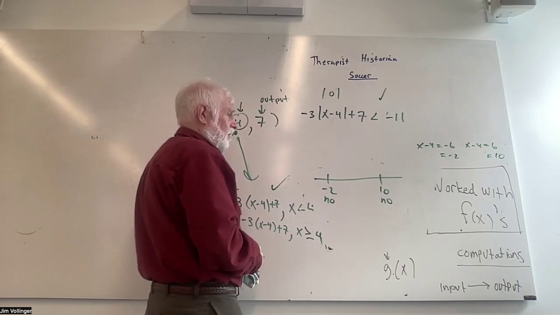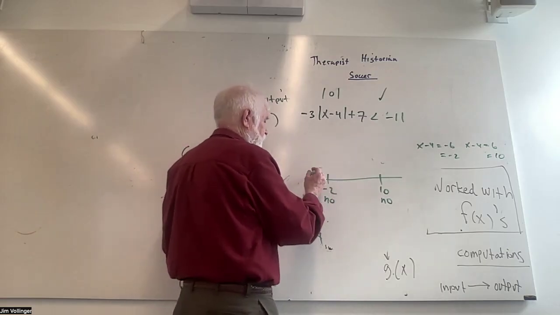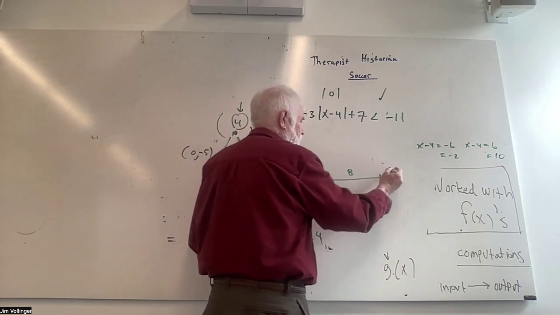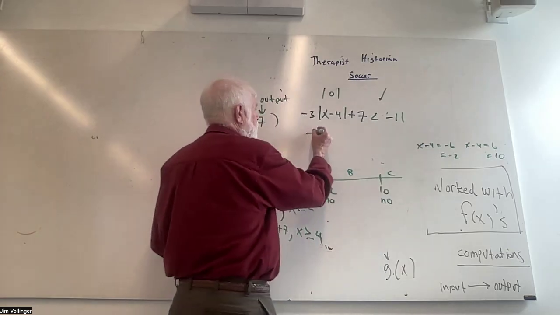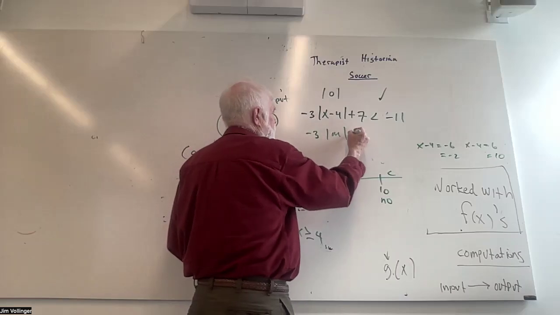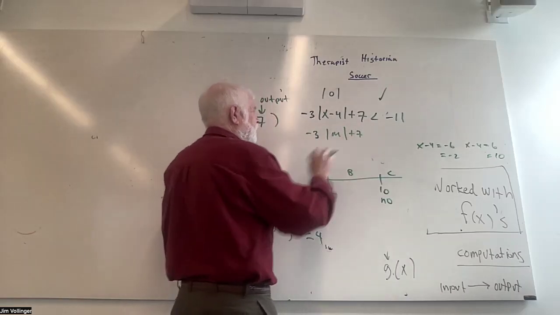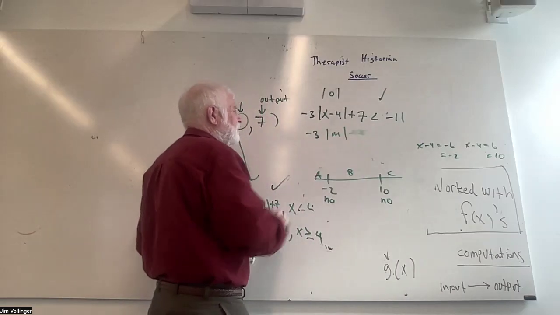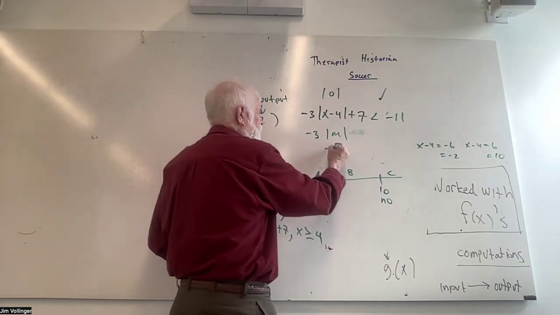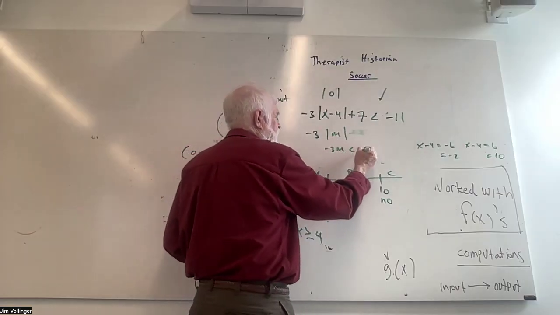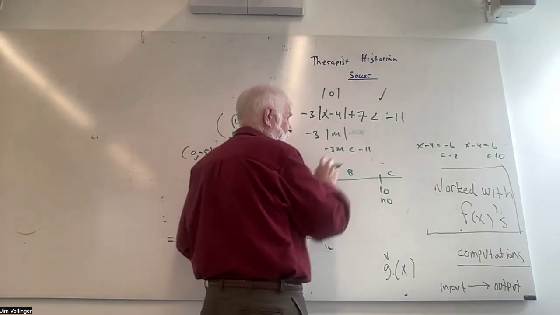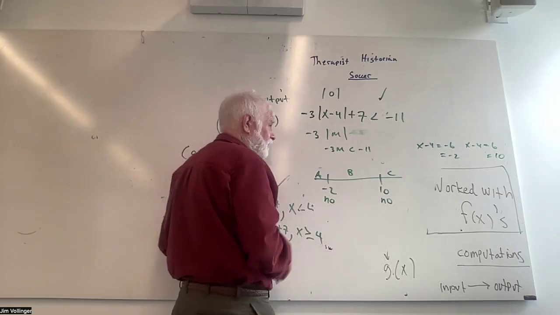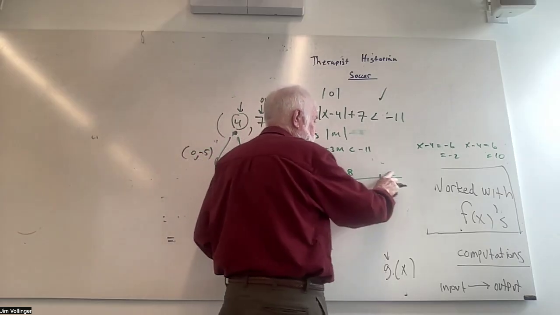Okay, so what does work? Well, these are intervals. Interval A, interval B, and interval C. Let's put a number bigger than 10 in. Let's put 1,000,000 in. -3 times 1,000,000 plus 7. Right? I really think that's not affecting this. Okay, so that's -3 million. Is -3 million less than -11? I think so. Bigger magnitude, but on a number line, certainly below it. So yes, true.